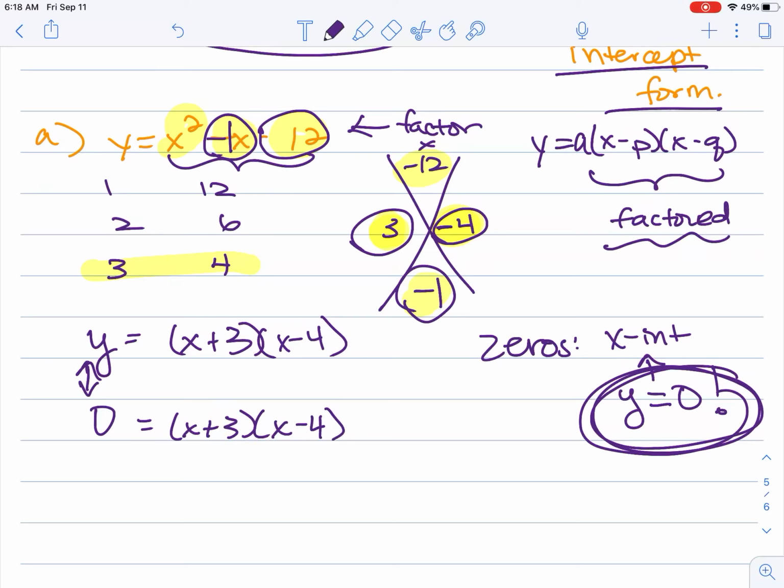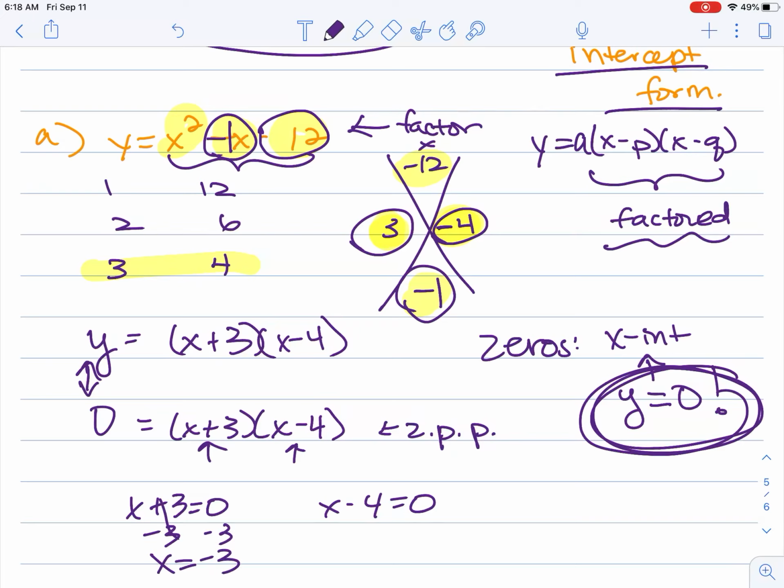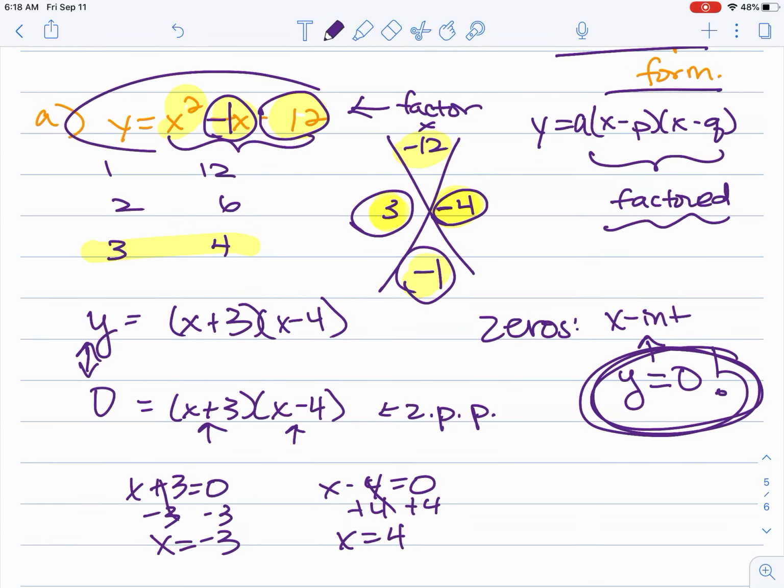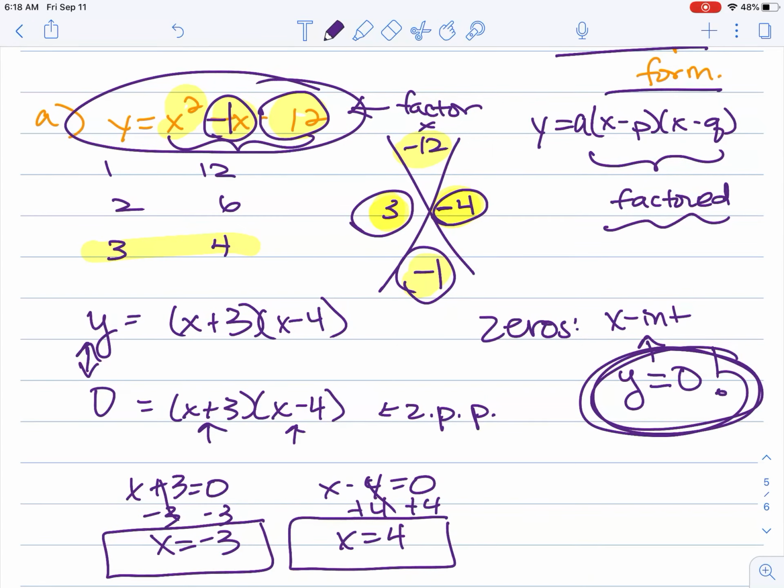So here's my factored equation, and then look, now we can use the zero product property, where we know both of these have to be set equal to 0 in order for them to multiply to 0. And then we solve. So our solutions to this are x equals -3 and x equals 4, meaning zeros.